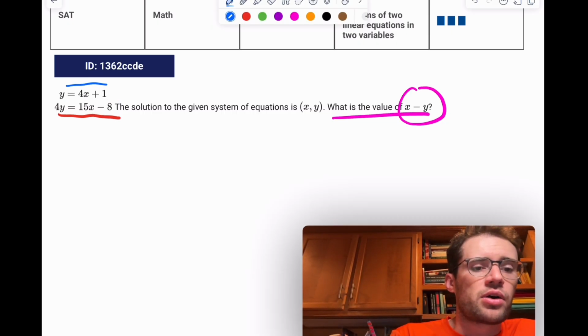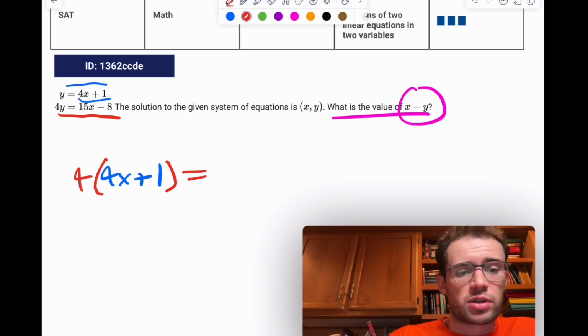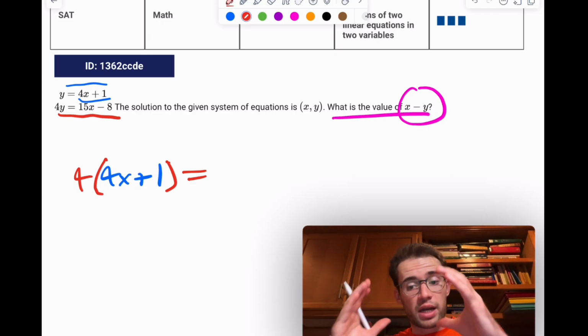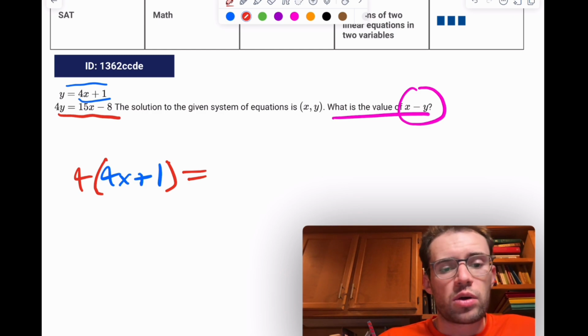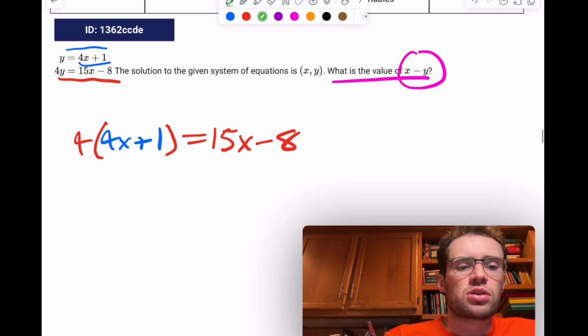They already gave us y alone on this side. So I'm just going to plug in this value of y to the second equation. So instead of 4 times y, I'm going to do 4 times this equivalent value, 4x plus 1. And this is going to help me solve for x. I need to solve for x and y eventually, so it doesn't really matter which one I start with. But we get 4 times the quantity 4x plus 1 equals 15x minus 8.